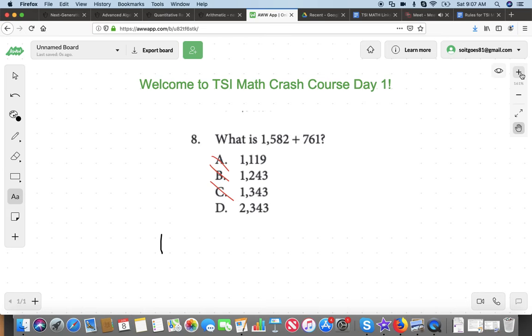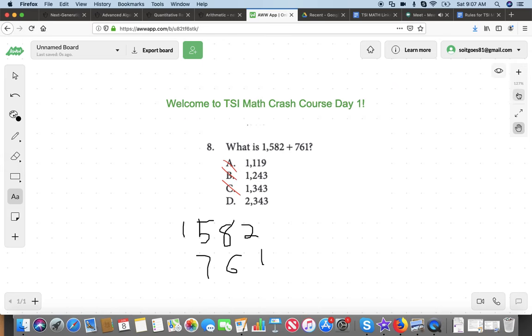Write it out. Yeah, write it out. Exactly how you would solve this. Now, keep in mind too, this is an untimed test. The TSI is untimed, so you've got all the time in the world to work this out.